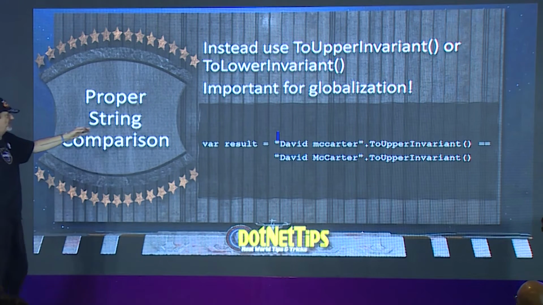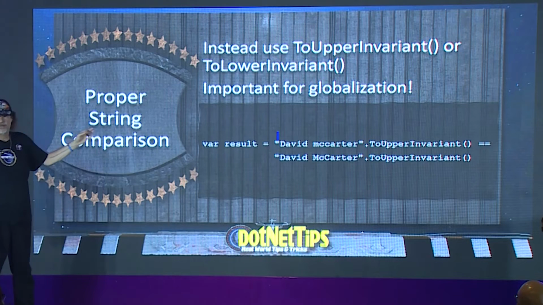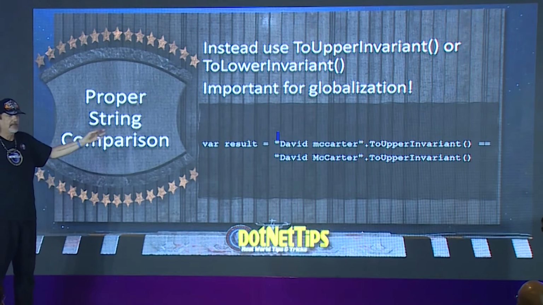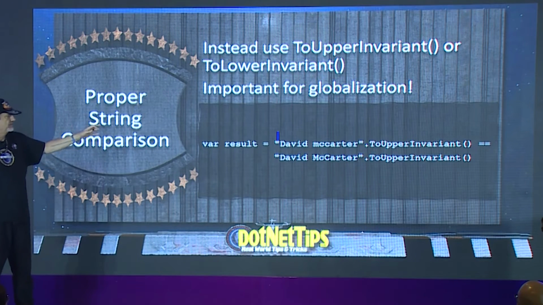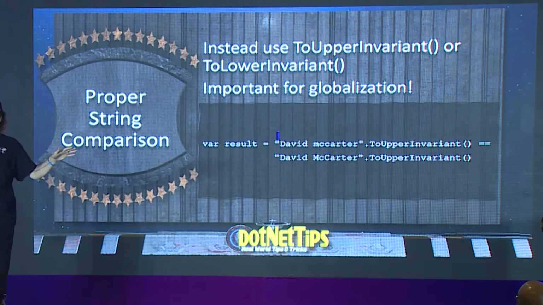So here's an example. This is the way you should do it. If you need to compare strings, do ToUpperInvariant, ToLowerInvariant this way. There's other ways to compare strings, but this is the one I want to talk about today. Globalization is very important, so you need to use this.